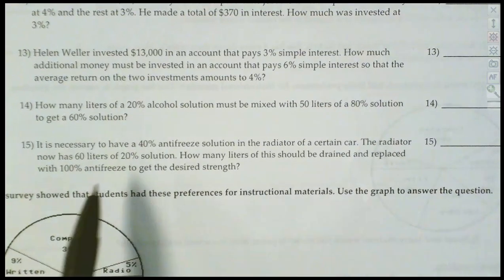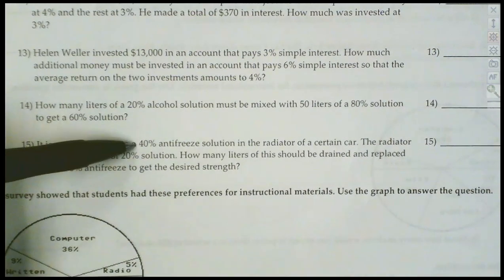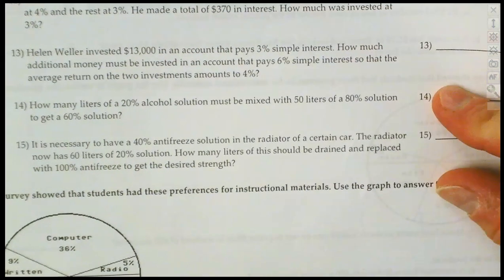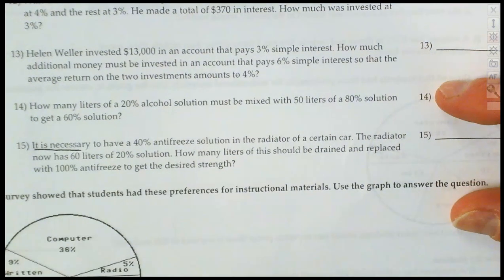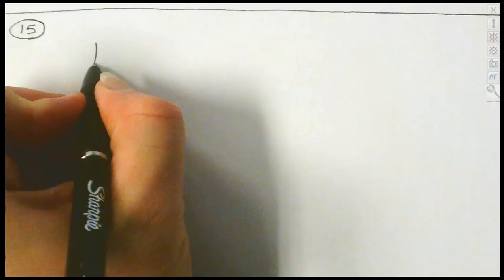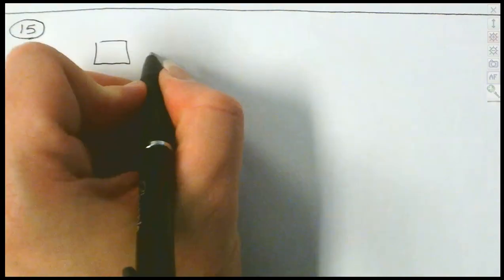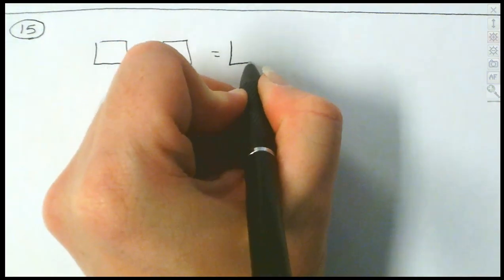What they've been doing is adding water. And we're going into winter, so we want to make sure we get the right concentration so that our engine doesn't freeze. When it says it is necessary, that goes in box 3, because box 3 is what we want at the end. After we're done doing all the service, we want that 40%. So that's going to go over here.